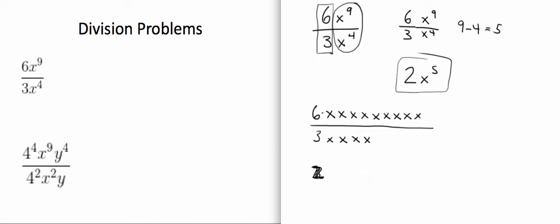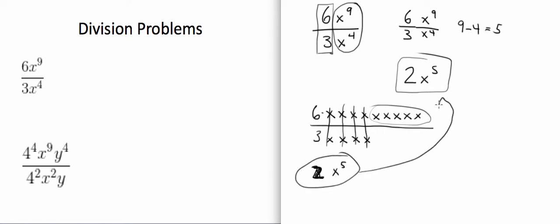So in this expanded form, we'd have 6 divided by 3, that gives us our answer of 2. Now we've got x's and we can cancel those out. So we have 4 x's that we can get rid of. That leaves us with our 5. So we have x to the fifth. And notice that those answers do in fact match.